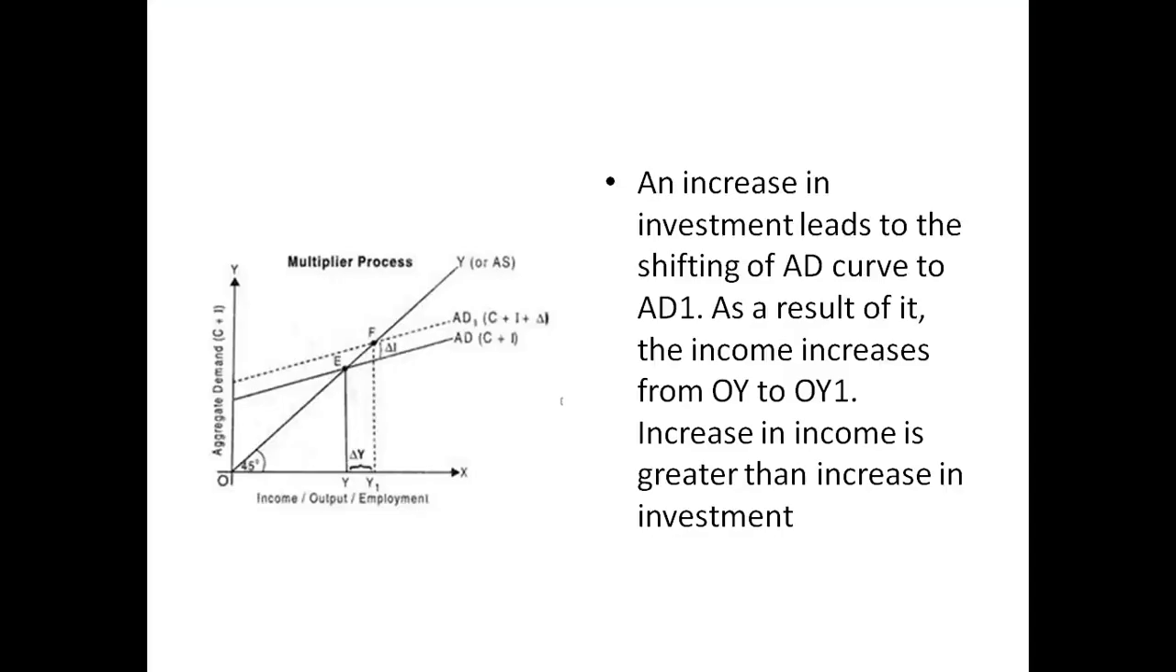You can see in this diagram, an increase in investment leads to the shift of AD curve to AD1. C plus I. Now C plus I plus change in I. As a result of it, income increases from OY to OY1. Increase in income is greater than increase in investment.